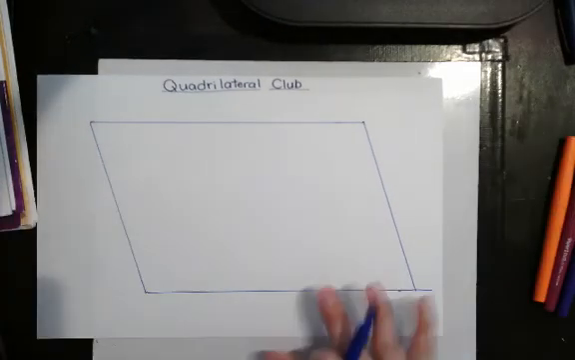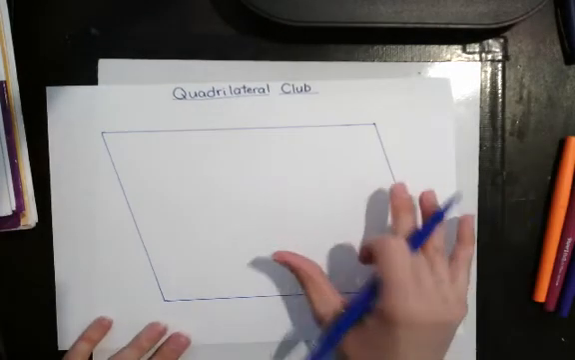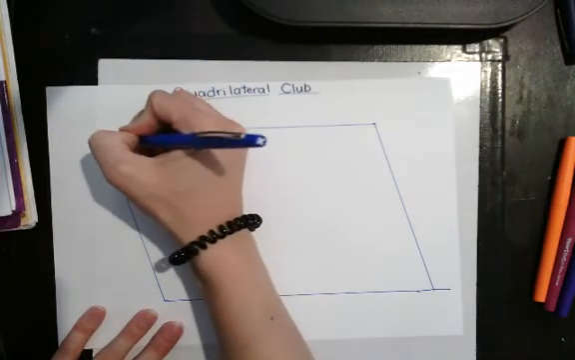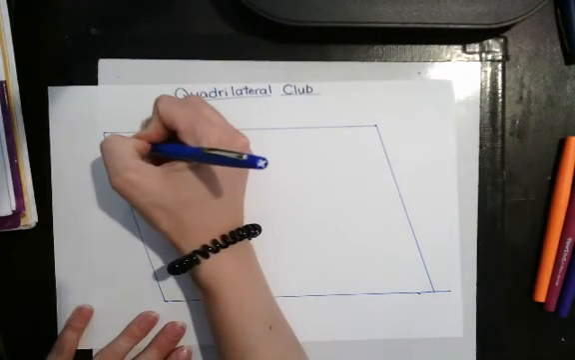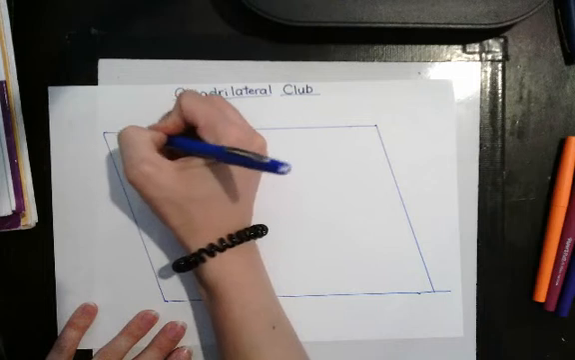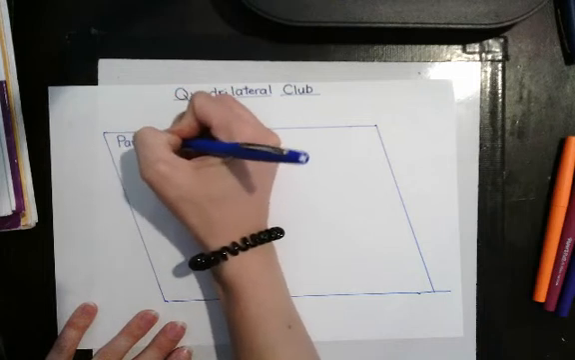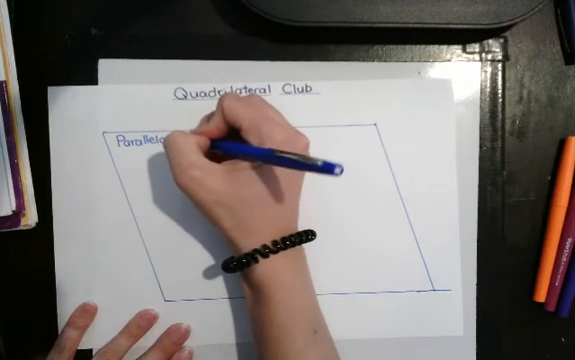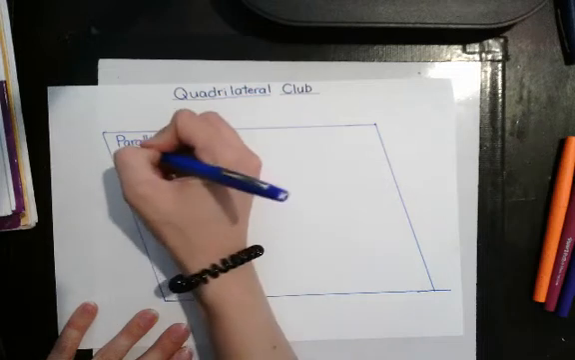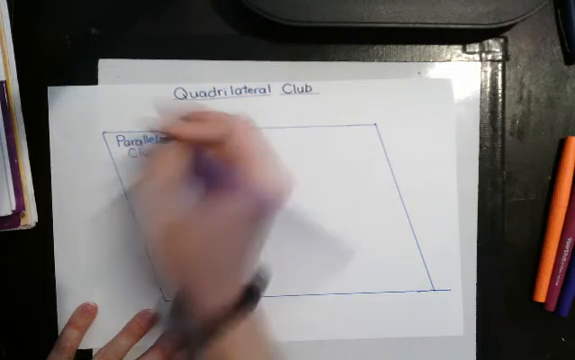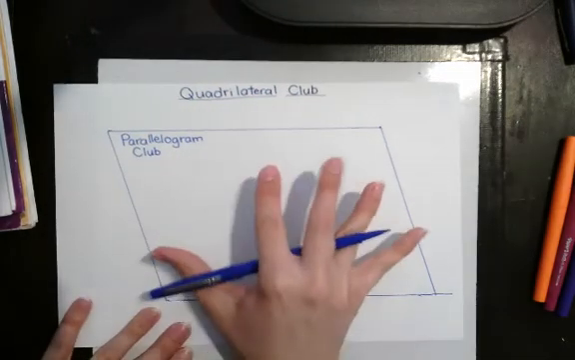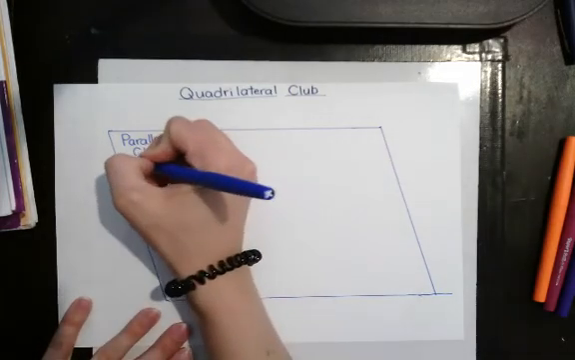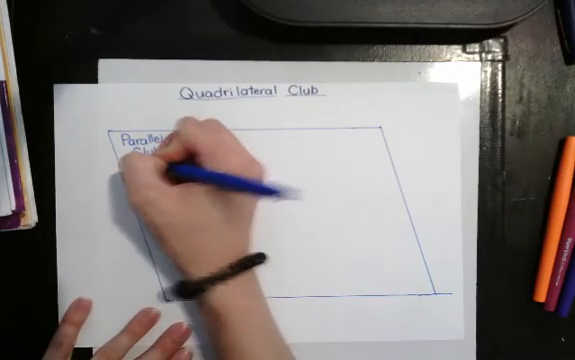Okay, there's my parallelogram. So to get into the Parallelogram Club, you just have to have 2 pairs of parallel sides. So we're going to call this the Parallelogram Club. Remember, the only rule for getting into the Parallelogram Club is 2 pairs of parallel sides.